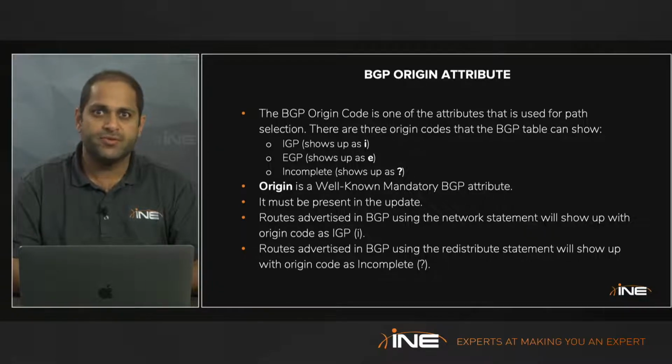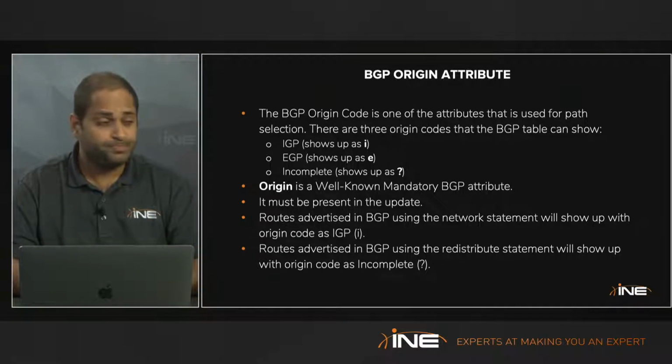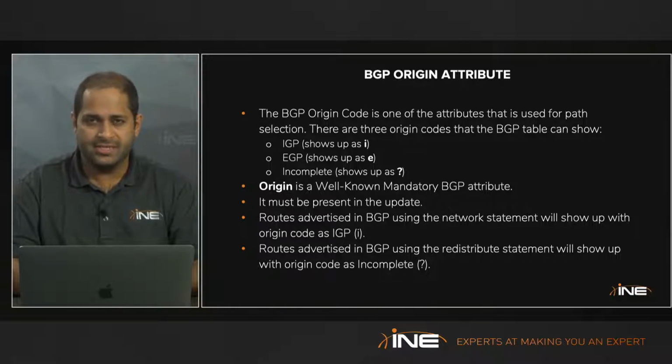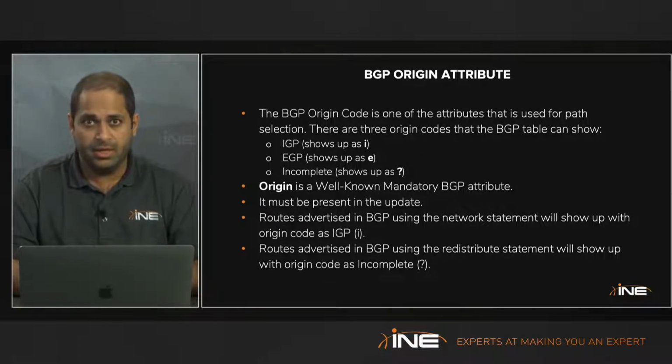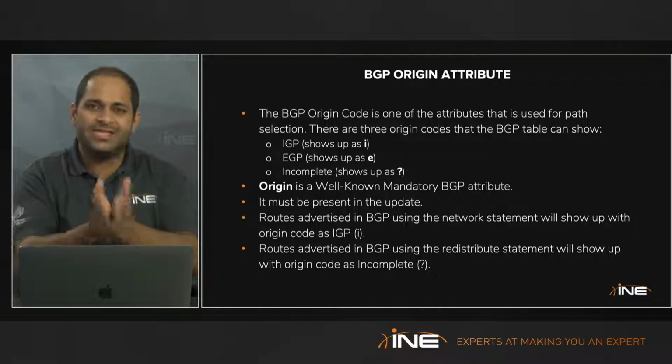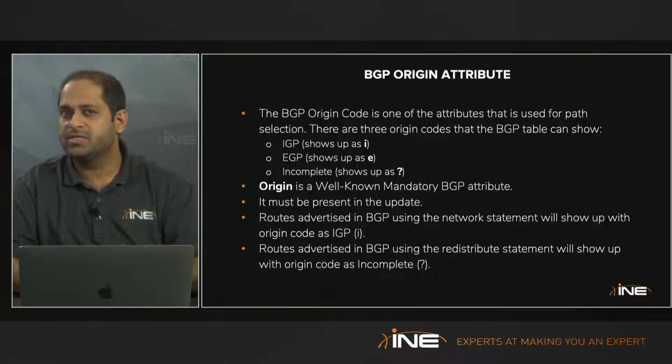So the only two types of origin codes that you can set your routers to are IGP, which is I again, and incomplete. If you advertise a network using the network statement, your router automatically assigns the origin code as I, and if you redistribute the route into BGP, then the origin would be set as incomplete. So this attribute is well known and mandatory. It must be present in the update.